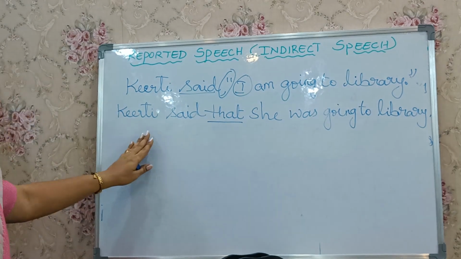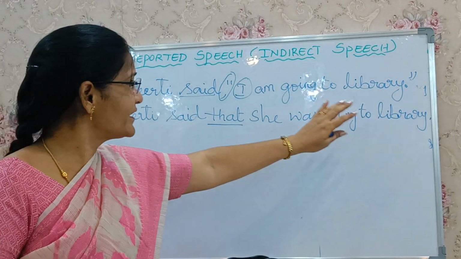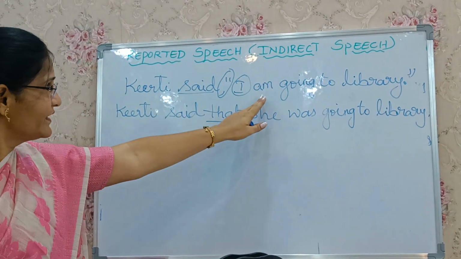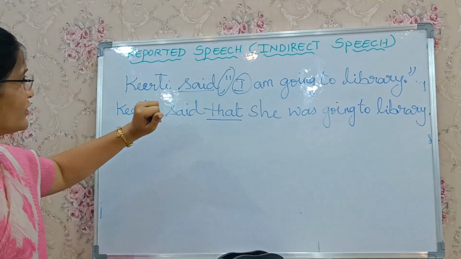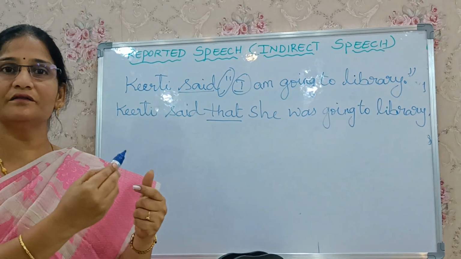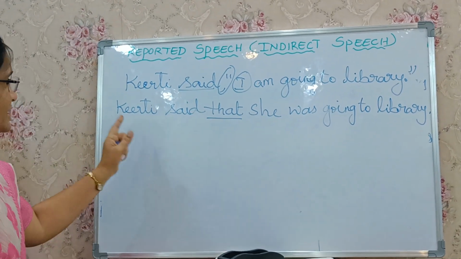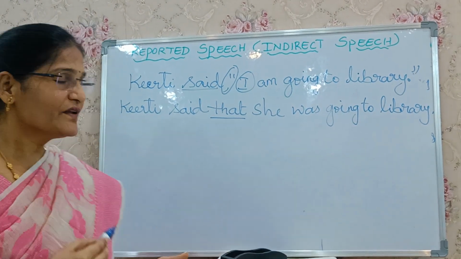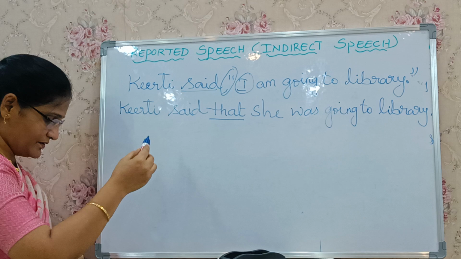Look here the sentence. Kirti said that she was going to library. Here we have the actual words of the speaker, and now we are conveying those actual words to the other person. What Kirti said: she said that she was going to library. One more example I'll give here.